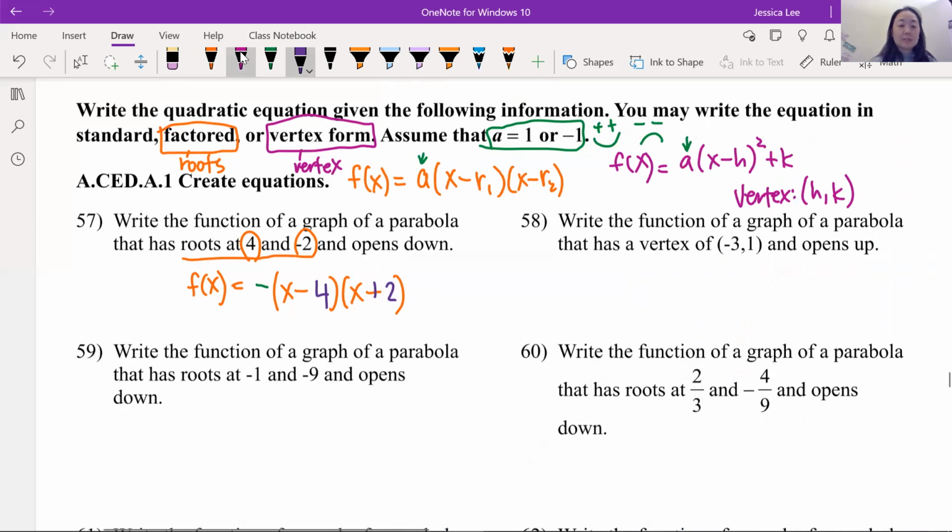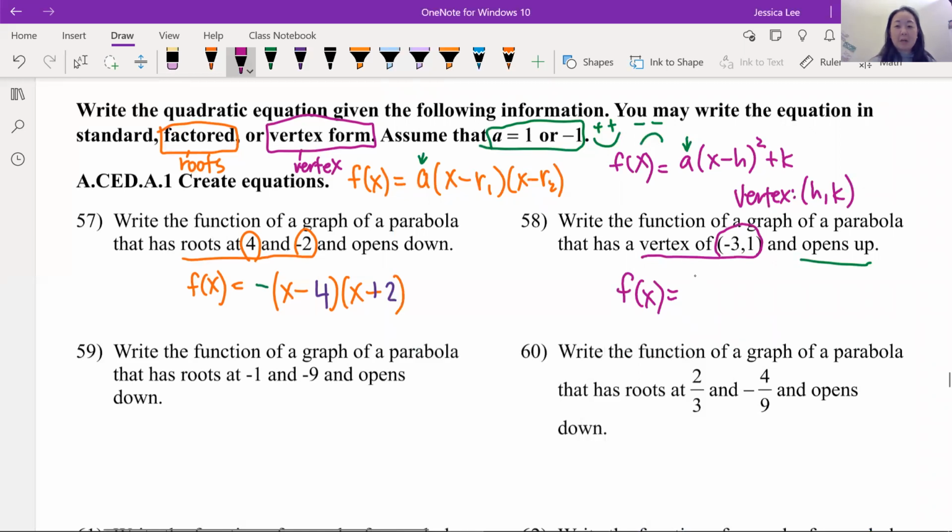All right, and so it says write the function of a graph of a parabola that has a vertex. Ooh, vertex. Use this color. Vertex of -3, 1. So automatically we're using the vertex form, and it opens up. So we know it opens up, which means we're dealing with a equal to positive 1. So here we go. f of x is equal to a, which is positive.